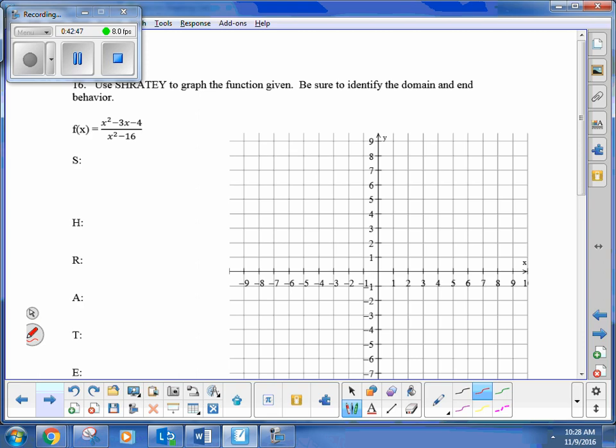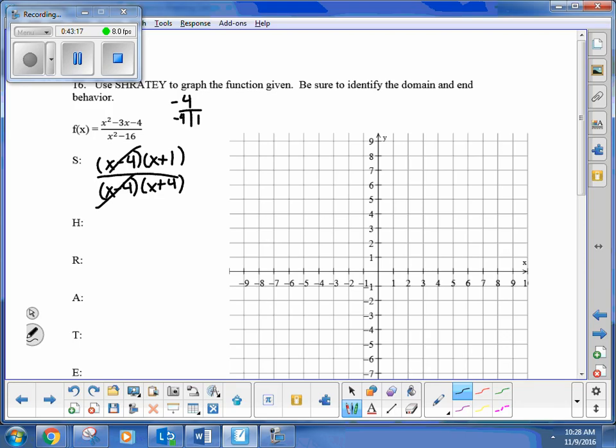It says use Schrady to be sure to identify domain and end behavior. So let's go ahead and start solving this. So to simplify for Schrady, it looks like the top is factorable. Let's see which factors will make -3. So it's going to be -4 and +1. So I can go ahead and I'll put this as x minus 4, x plus 1 as the numerator. And then at the bottom, it's going to be x minus 4, x plus 4.